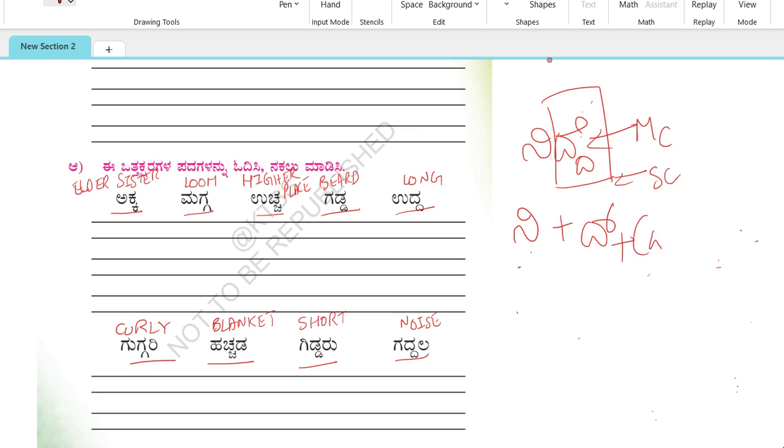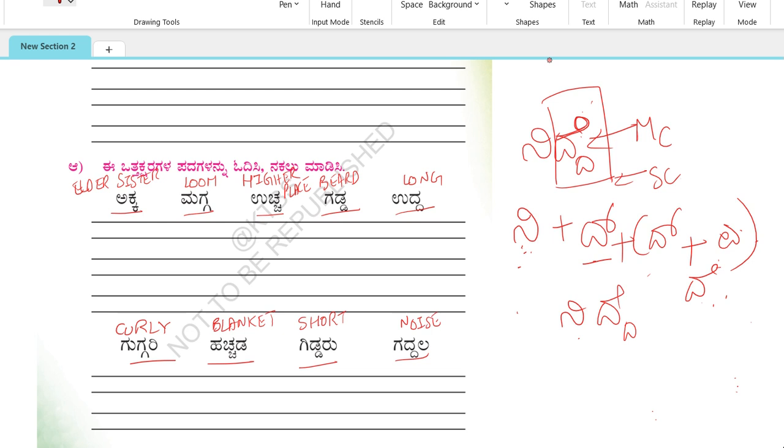Now take the secondary consonant and add the Gunitakshara to it. So this is the Gunitakshara A. So this becomes de. The secondary consonant you have to read as de. So now together when you read ni plus d plus de, ni d de, nidde. Together it will become nidde.